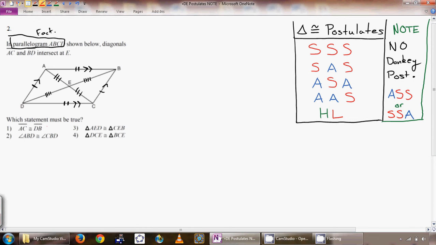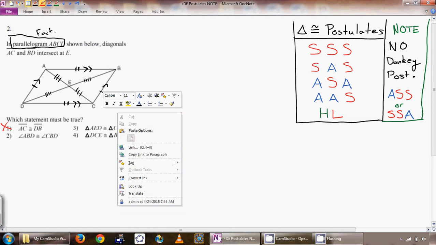Let's see. AC is congruent to AB, or sorry, DB. AC is congruent to DB. No, my diagonals in a parallelogram are not necessarily congruent, so it's clearly not that.